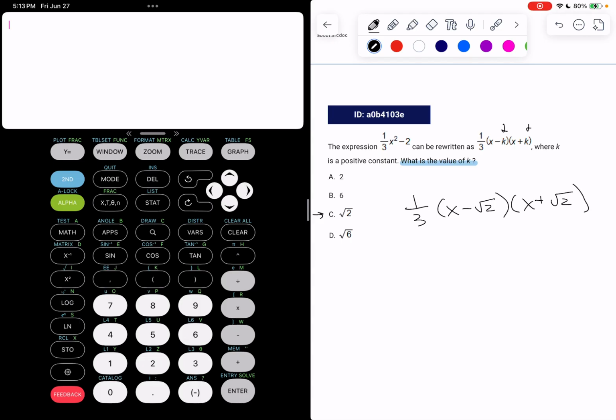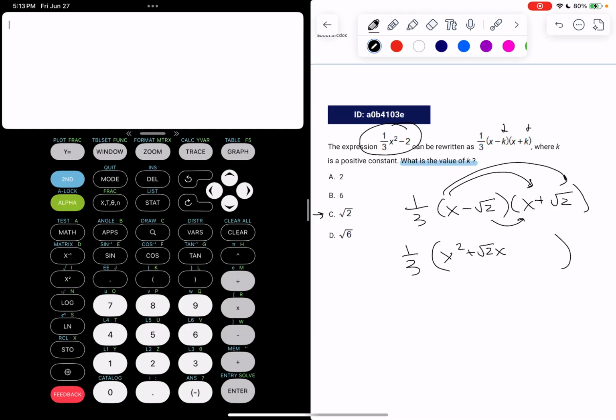Well, if I'm going to simplify it and make it look like this, I think I have to FOIL it out. So we have 1/3. When I FOIL this out, first, x times x is x squared, outer, plus radical 2x, inner, minus radical 2x, and then the last, negative 2. So when we simplify this, these guys will cancel each other out. I'll get 1/3 x squared minus 2.